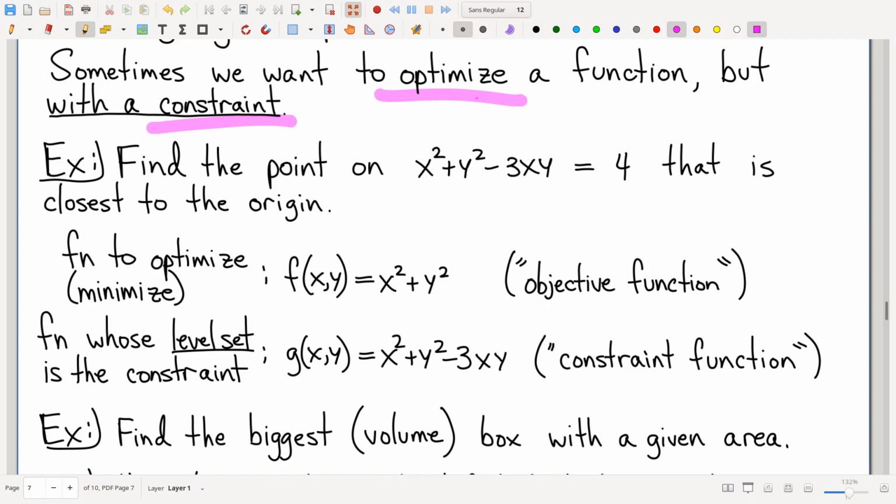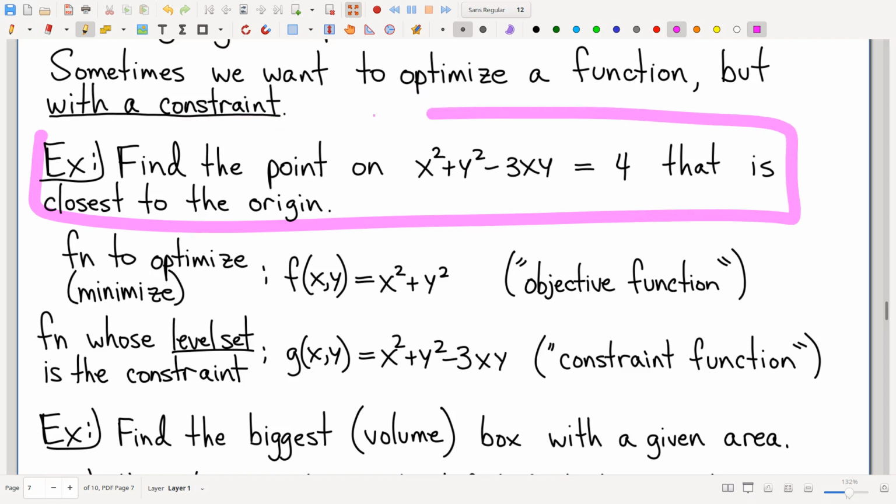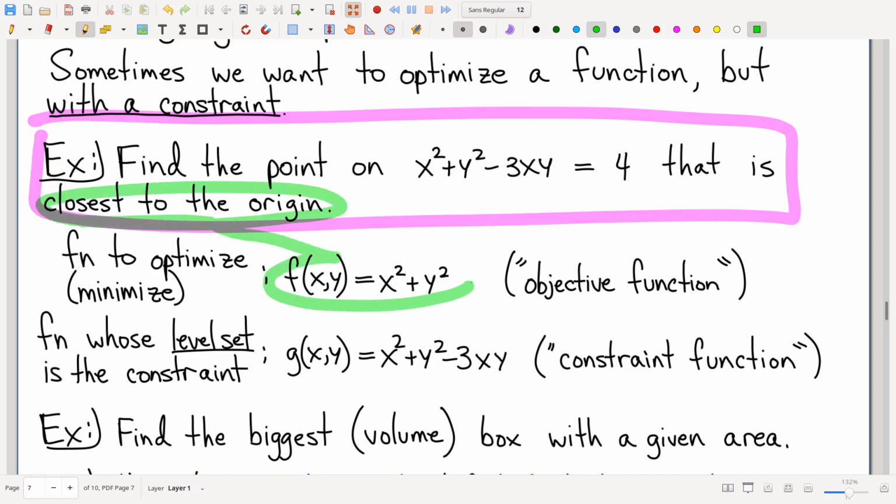So here's an example of a constrained optimization problem. Right here, we want to find a point on a given curve that's closest to the origin. So there is a function I want to optimize. The optimization aspect of this function is I want to make distance to the origin as small as possible. Now you'll notice this is not distance. This is distance squared. This is a real clever little hack, by the way. I encourage everybody to do this.